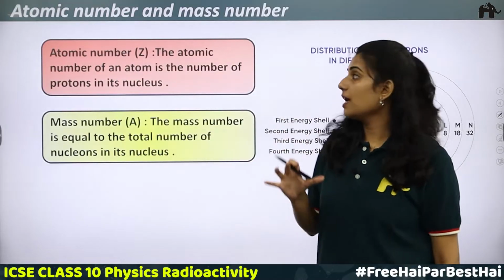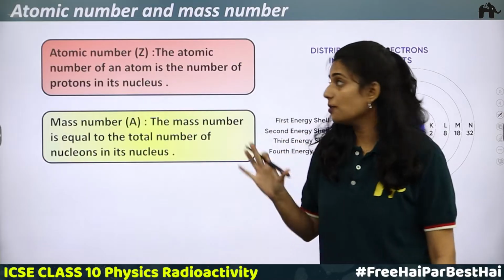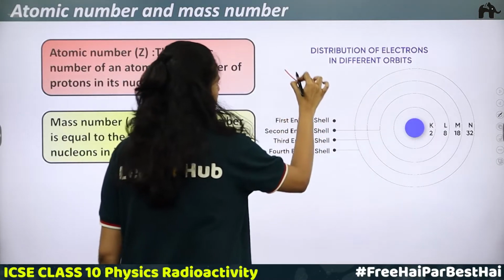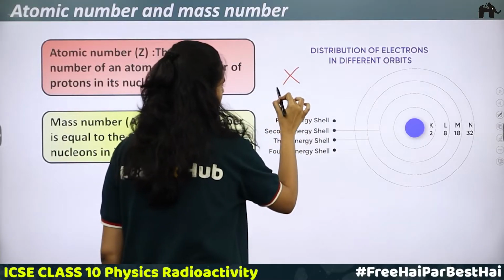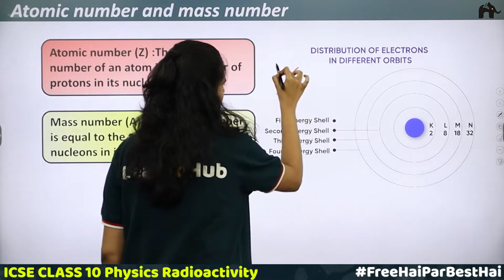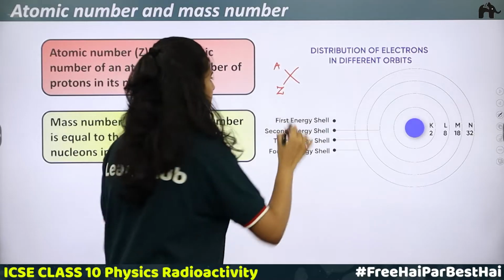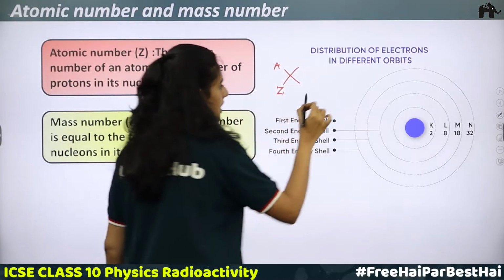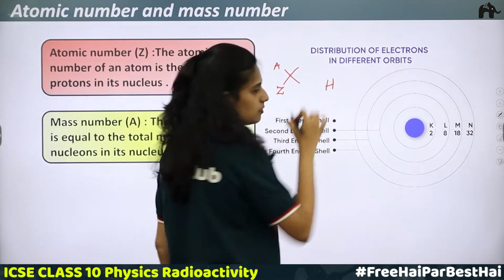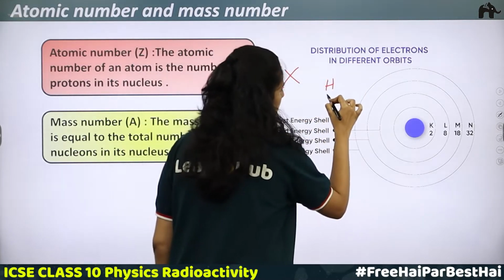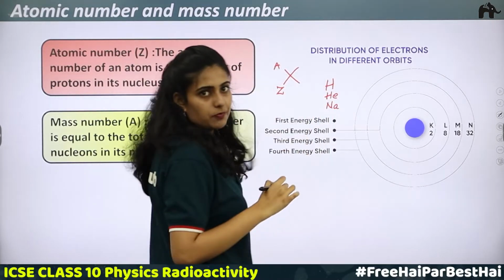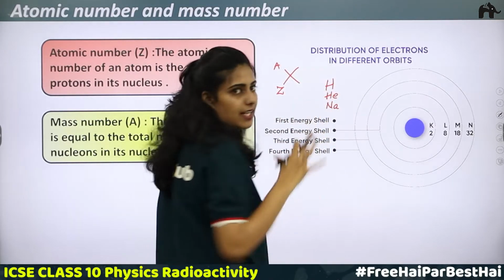Next is atomic number and mass number. What is atomic number and what is mass number? So normally we represent an atom in this way: symbol X, with Z and A. Here X is the symbol of that element. For example, hydrogen is H, helium is He, sodium is Na. So this is how you have different elements.